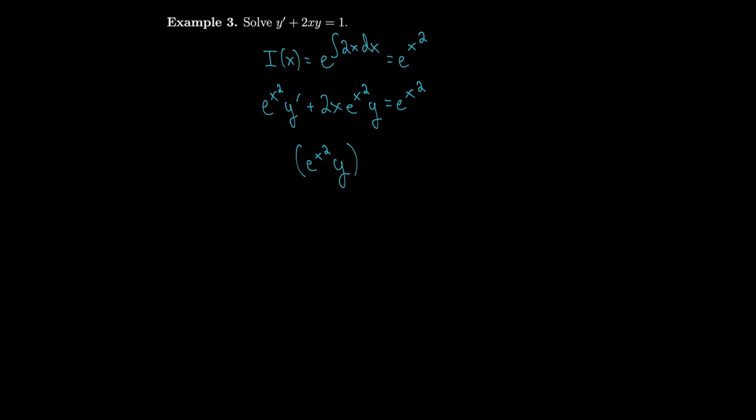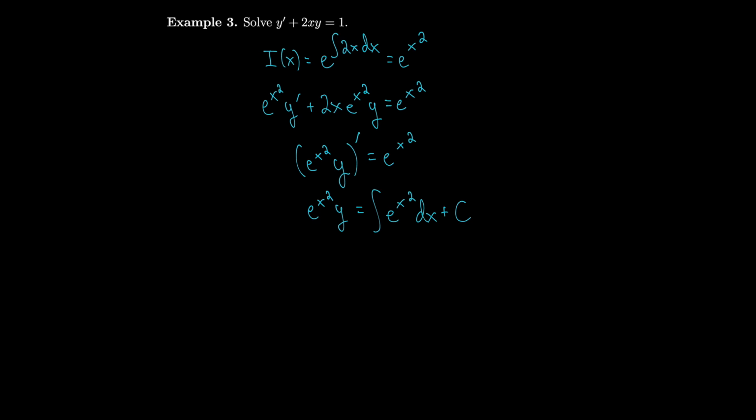So we have e to the x squared times y, and we take the derivative of that, and that is the product rule. So that equals e to the x squared. Now we take our antiderivative, and we have e to the x squared times y equal to the integral of e to the x squared dx plus c.